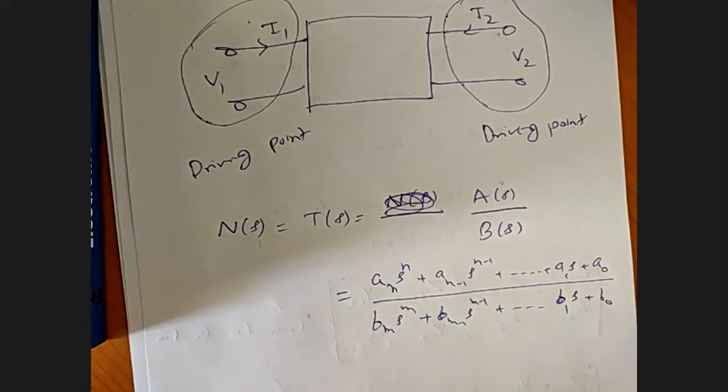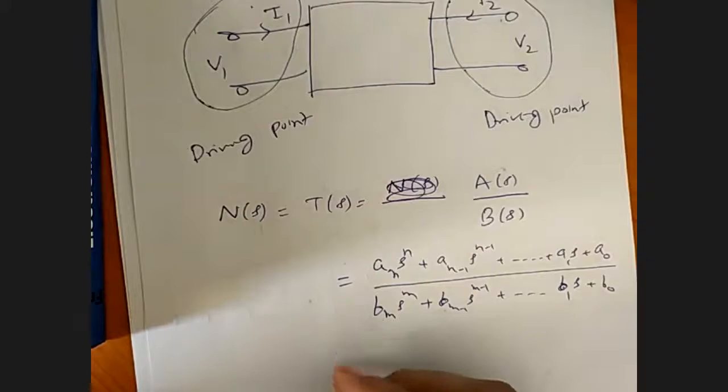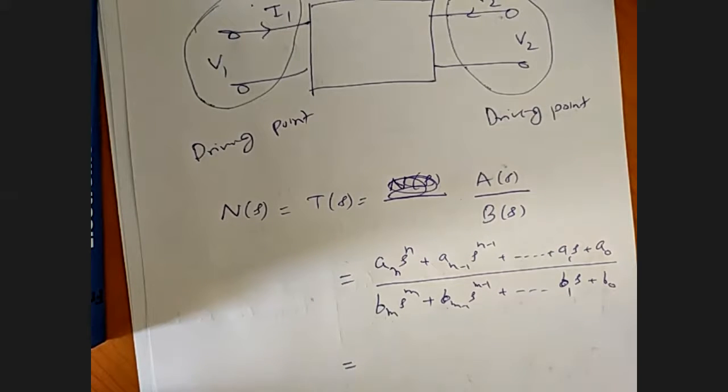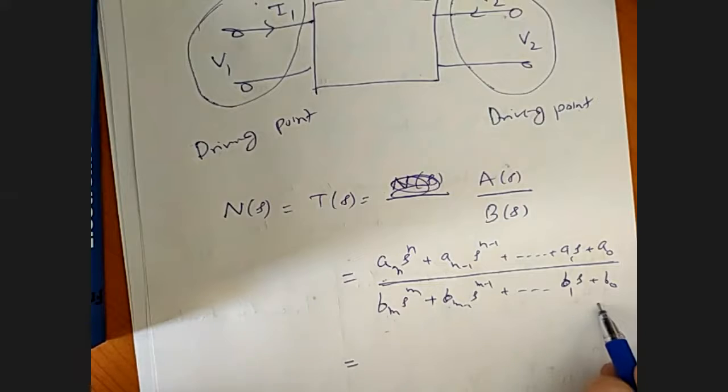So because they will be polynomials of s domain, and because we are initially saying that there will be no initial condition, that's why that will be a polynomial of s domain. If there is initial condition, we cannot find the ratio of A by B. So we can find roots of A(s) and we can find roots of B(s). A will be having n roots and B will be having m roots.